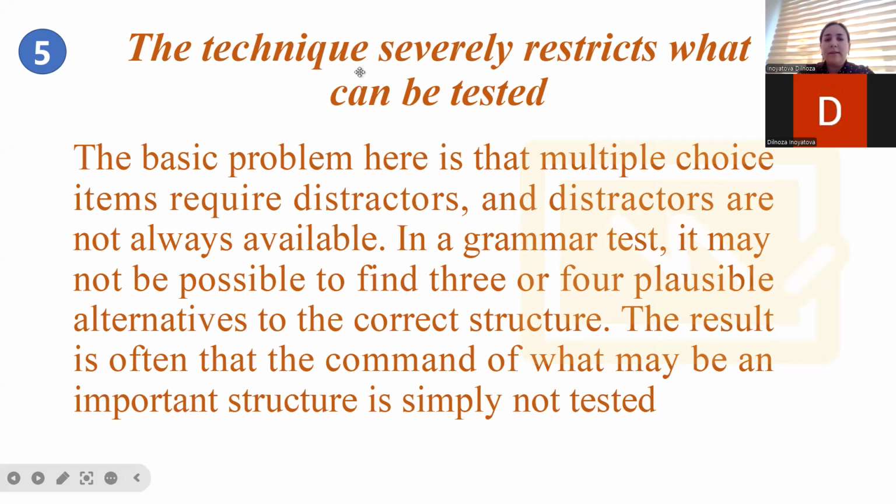Next. The technique severely restricts what can be tested. The basic problem here is that multiple choice items require distractors, and distractors are not always available. In a grammar test, it may not be possible to find 3 or 4 plausible alternatives to the correct structure. The result is often that the content of what may be an important structure is simply not tested.